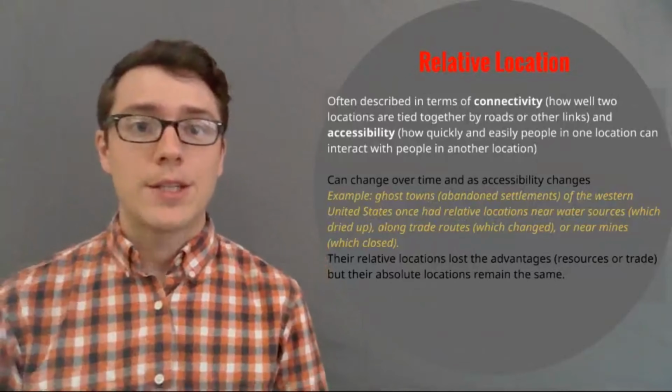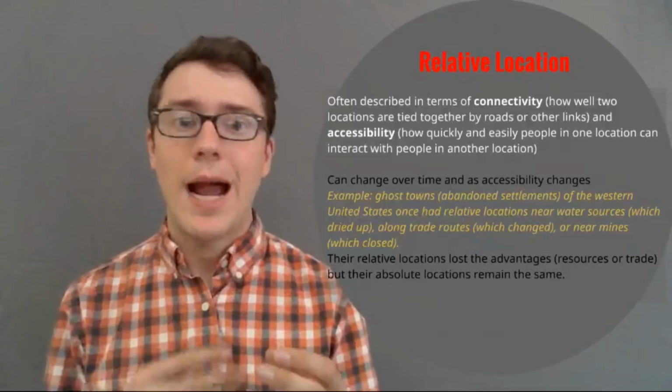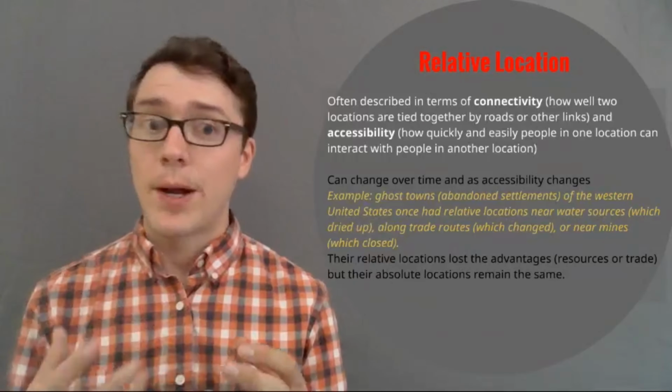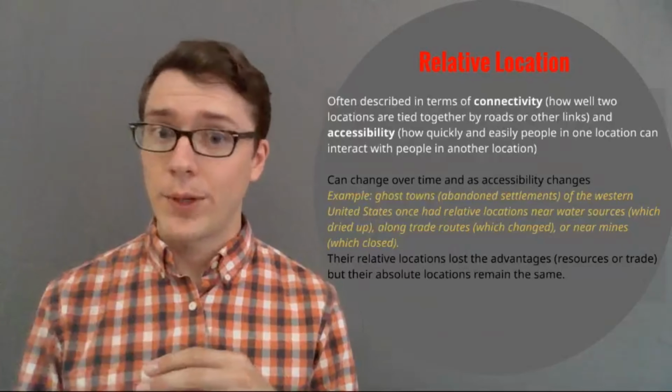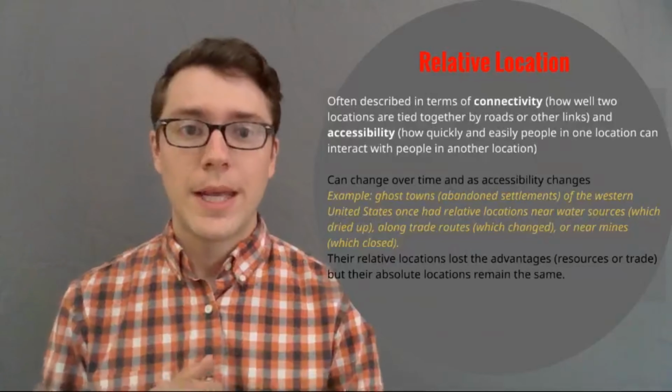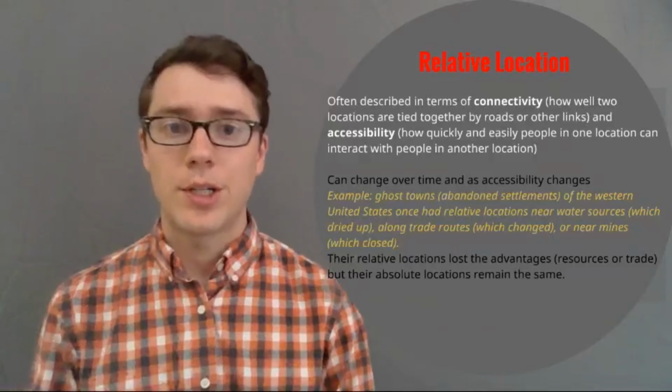Relative location is often described in connectivity. So how are two places tied together? Is it by roads or is it by information links? What is the accessibility of the place? Is it easy for people to get to different places or how quickly you can move? This can change over time as accessibility changes.